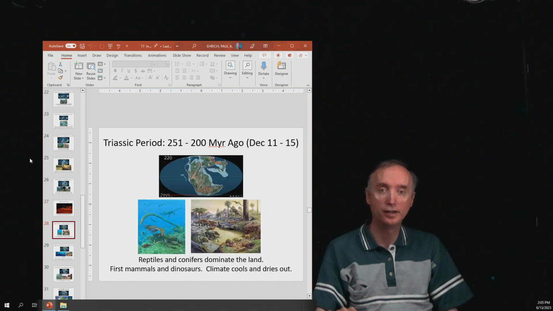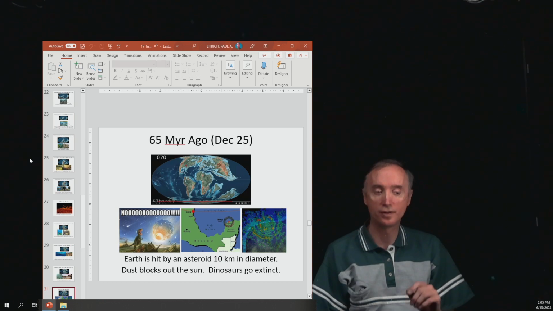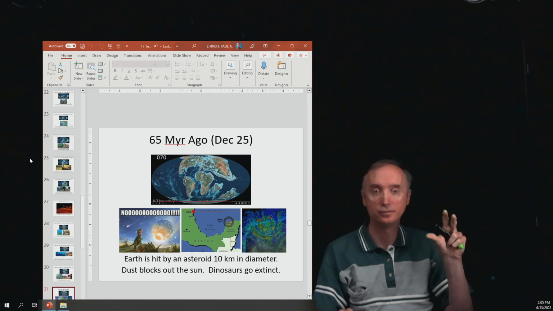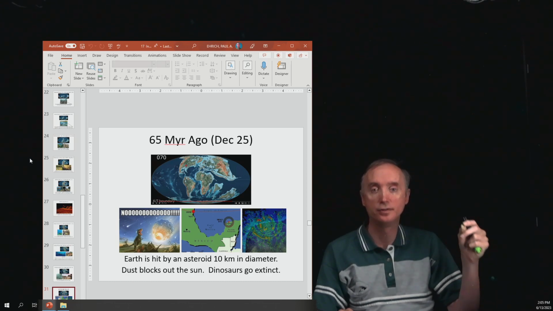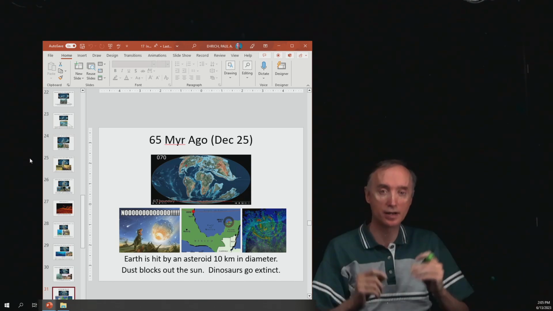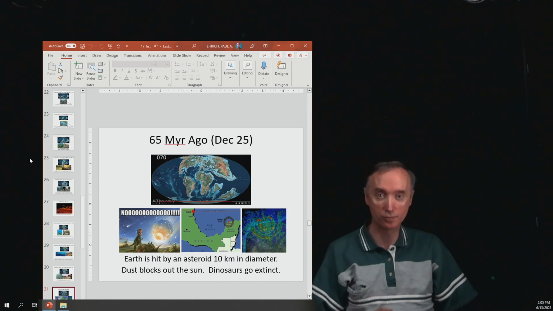but finally we have the KT event. So you should know what KT is: the K stands for Cretaceous, and this is a time period in which an asteroid hit the Earth. It blew so much dust into the atmosphere it blocked out sunlight. So without the sunlight, the plants died, and without the plants, the animals, the dinosaurs, began to die.